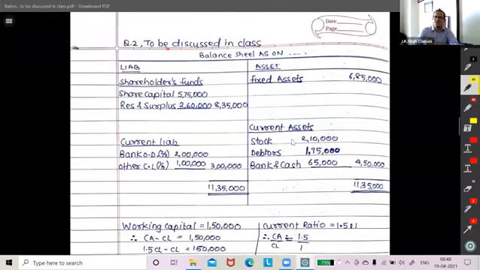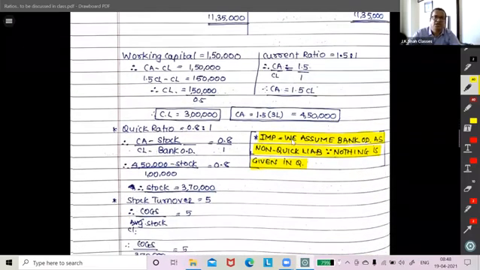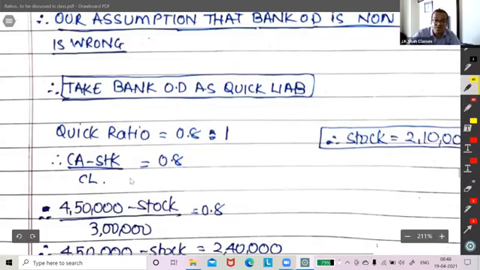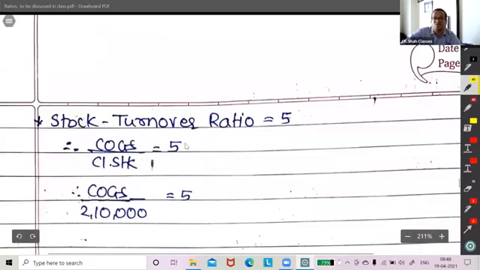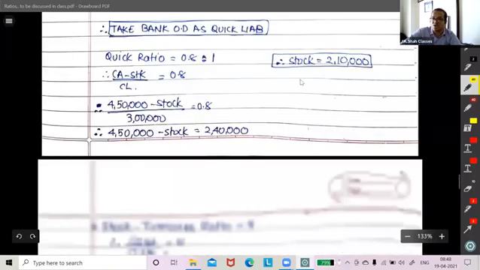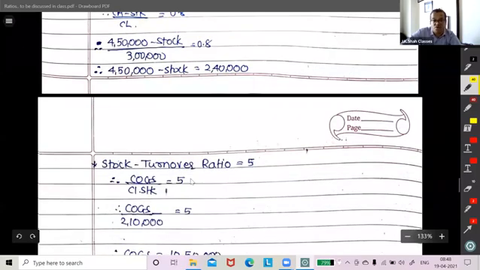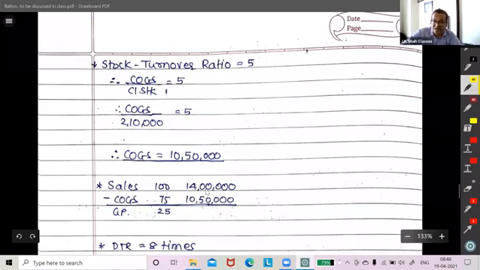Obviously, while calculating now, you'll be a little quick. So now you are taking bank OD as a quick liability. So no need to subtract bank OD. I'm not subtracting bank OD. So I'm getting my stock as 2,10,000. I use this stock 2,10,000 in my stock turnover ratio. I get cost of goods sold as 10,50,000. I use this in the GP ratio. I get sales as 14 lakh. Correct, people? Okay.